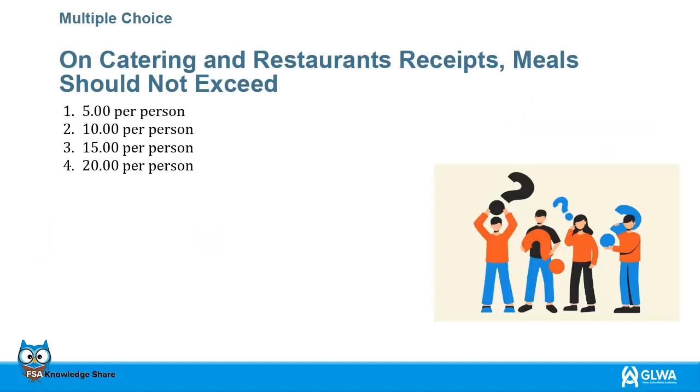On this slide is a multiple choice question. On catering and restaurant receipts, meals should not exceed $5 per person, $10 per person, $15 per person, or $20 per person.